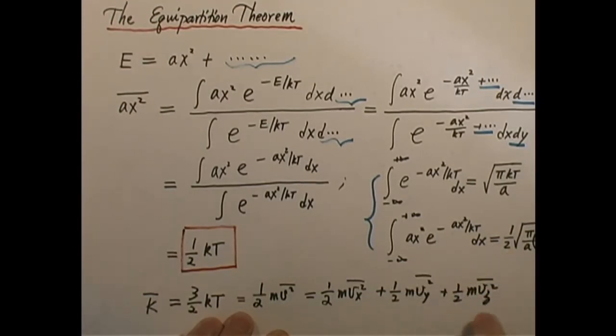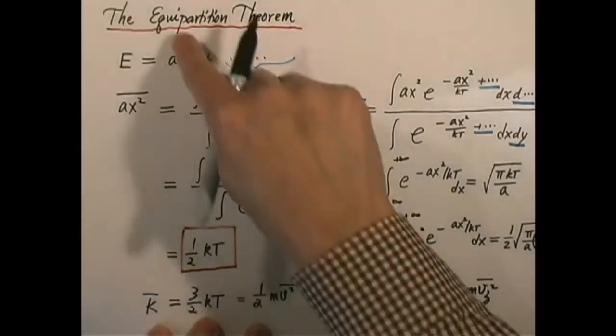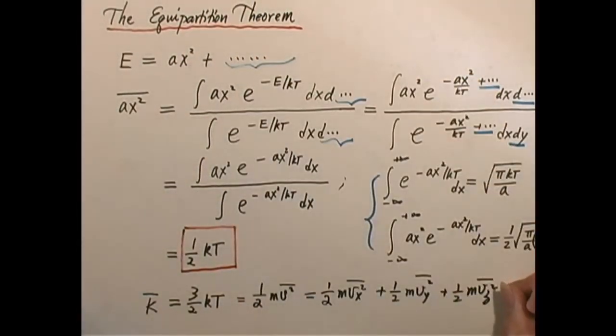Each of them is an independent quadratic term, and we know the average value according to the equipartition theorem is 1/2 kT, and then 1/2 kT, 1/2 kT. So add all three of them up, what do you have? 3/2 kT. So you see, what we got before is just a special case of this general theorem called the equipartition theorem. Why is the equipartition theorem so important?